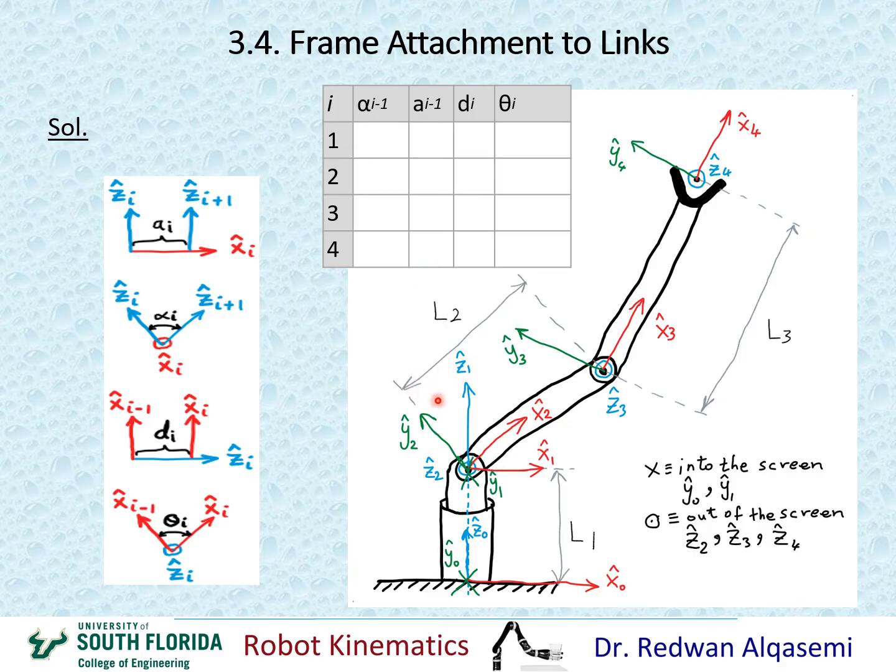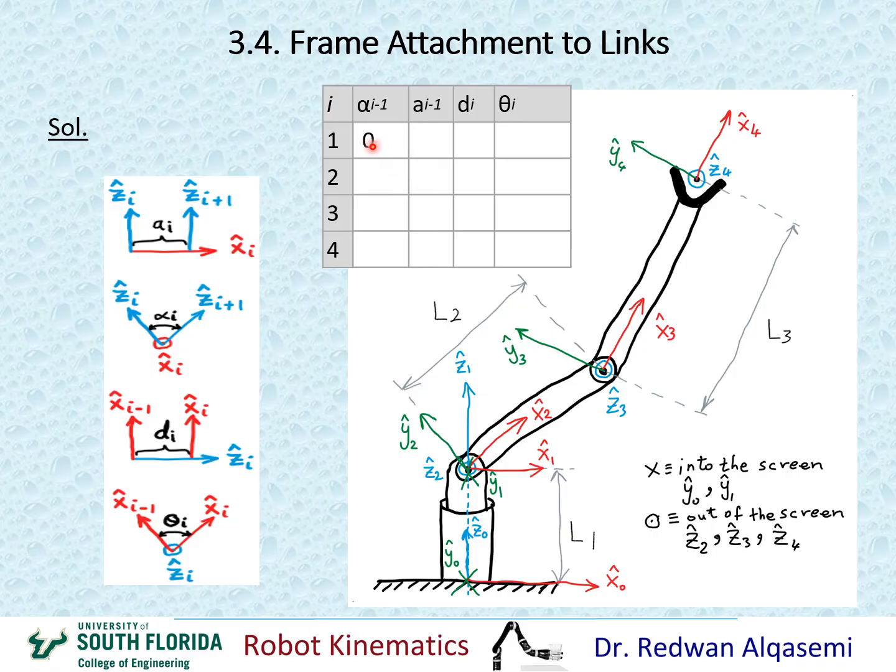Okay, now I'm ready to start looking at alpha i-1 when i equals 1. That means I'm looking at alpha 0. So we look here, this is the one for alpha. For alpha 0, I need to look at z0 and z1 about x0. Okay, so this is z0 and this is z1, and we're looking at an angle about x0, which is this x right here. So obviously x0 and x1 are the same line, which means that angle is 0. So alpha 0 is 0.